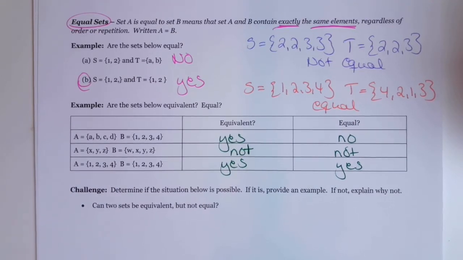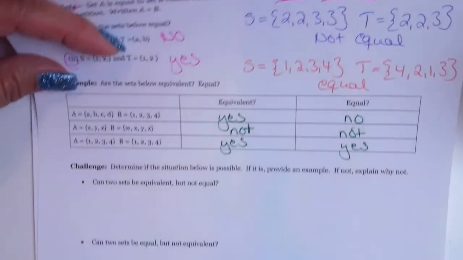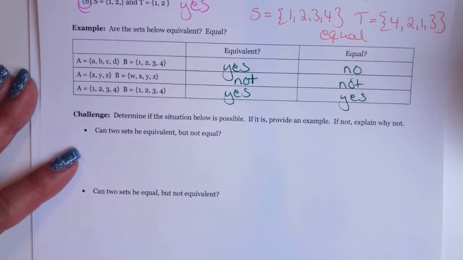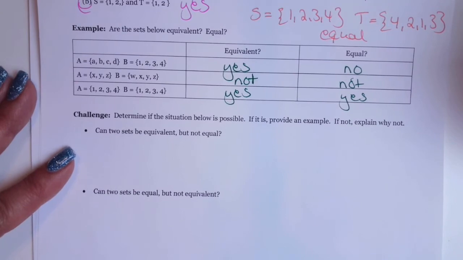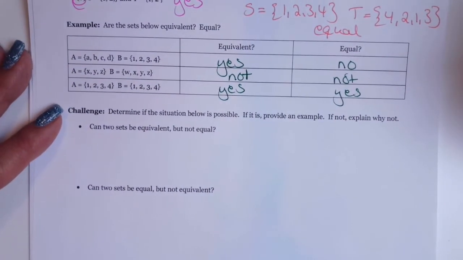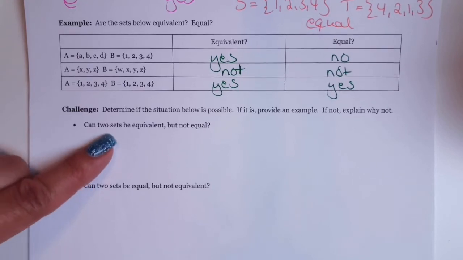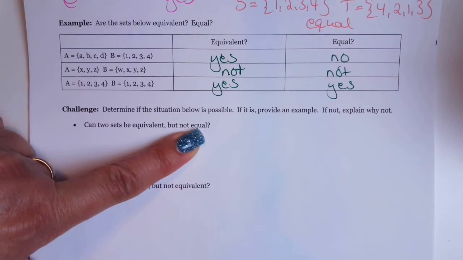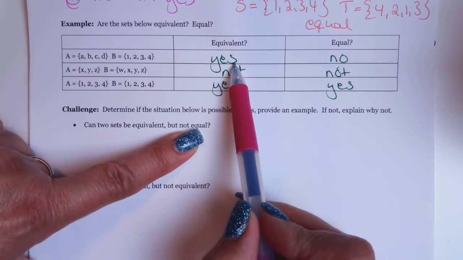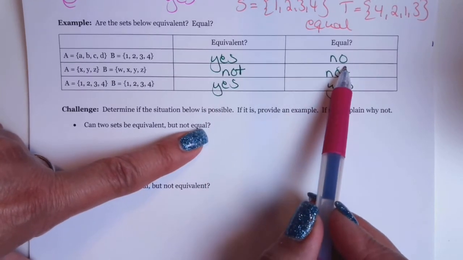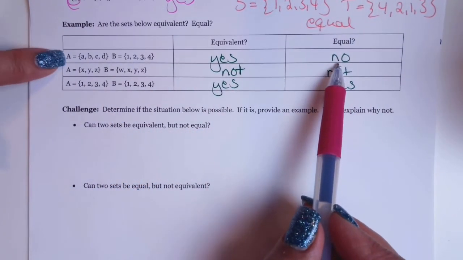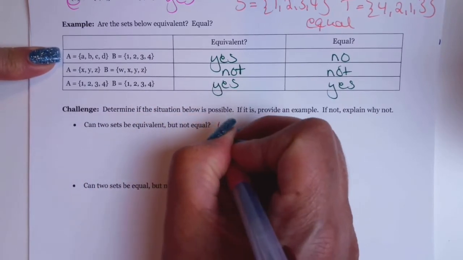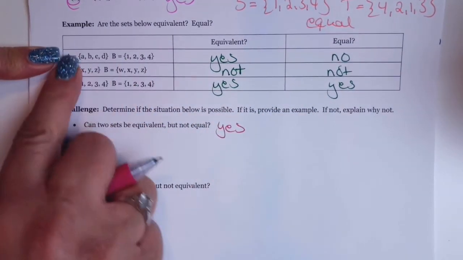So let's look at the challenge. Determine if the situation below is possible. If it is, provide an example. If not, explain why not. So, can 2 sets be equivalent but not equal? Well, if we look at this, we have a yes here in the equivalent but not equal. So this would be our example. So yes, 2 sets can be equivalent but not equal.